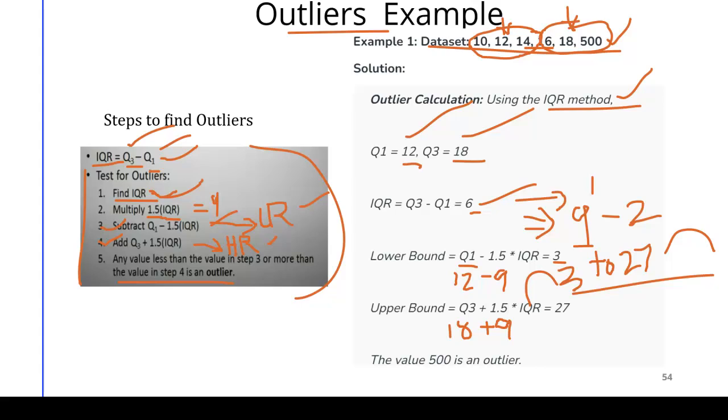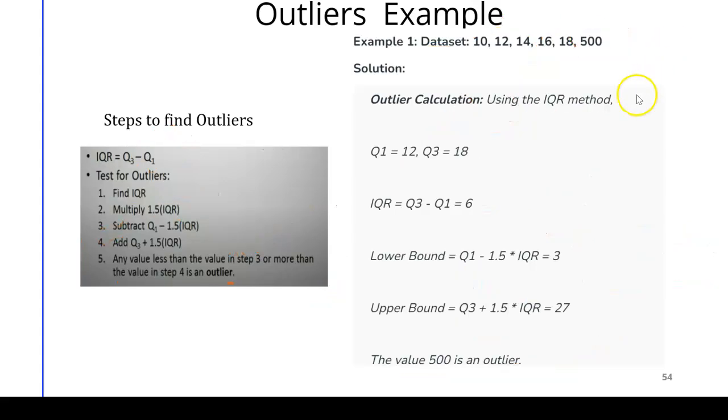Here 10 comes between 3 and 27, 12 again falls between 3 and 27, 14 again, 16 again, 18 falls within the range, whereas 500 does not come under this range. So 500 will be considered an outlier. The value 500 is an outlier as per these observations. I hope everybody understood how to find the outlier in a given set of observations using the IQR method.